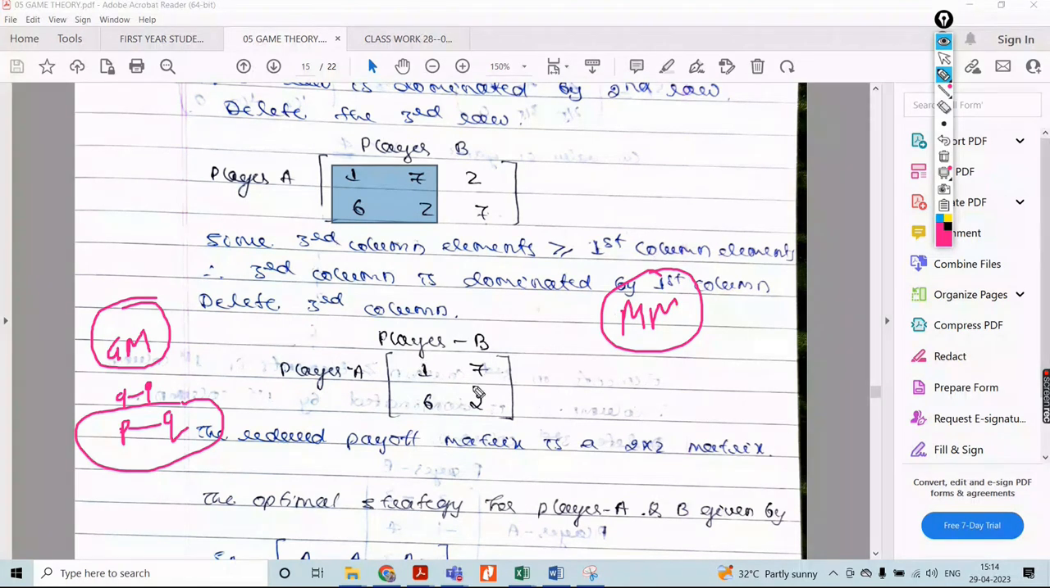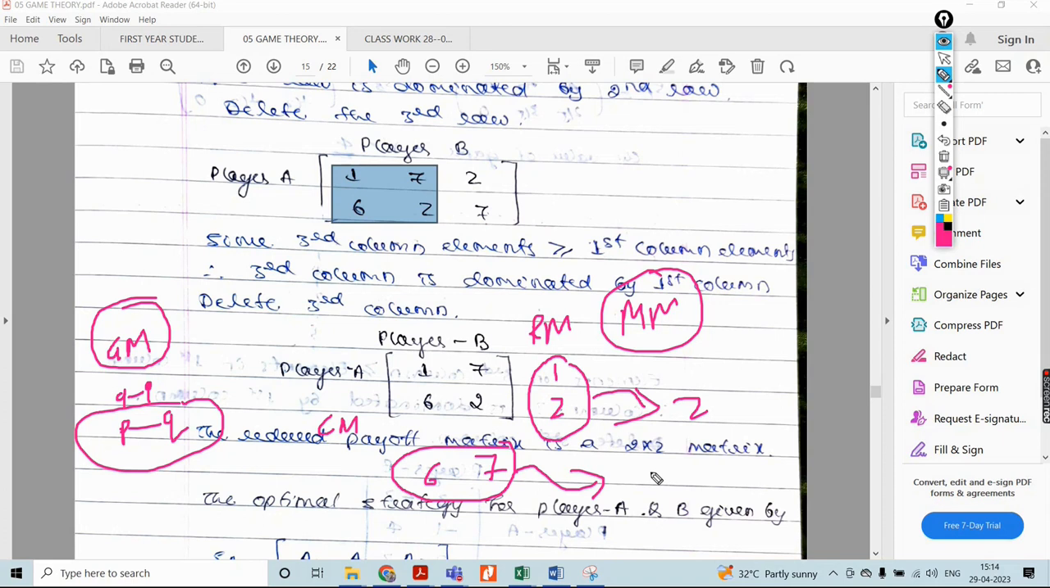From this, what is the value of 2 and 7, minimum value for the row minima? 1. Then 6 and 2, row minima 2. Then 1 and 6 column maxima. What is the column maxima between 1 and 6? 6. Then 2 and 7 is 7. From this row minima, what is the maximum value? That is 2. From this maximum column value, what is the minimum value? 6. Are these two equal? Not equal. Then can I get a saddle point? Not getting saddle point.